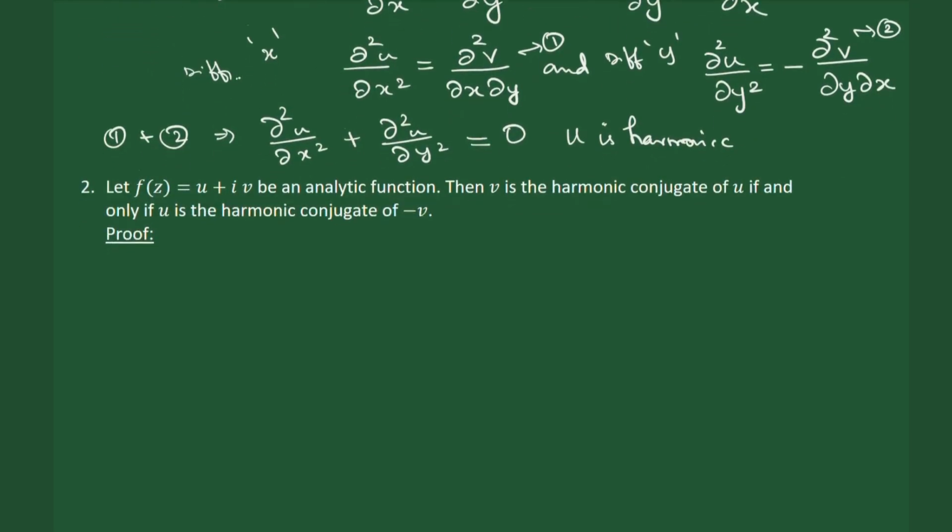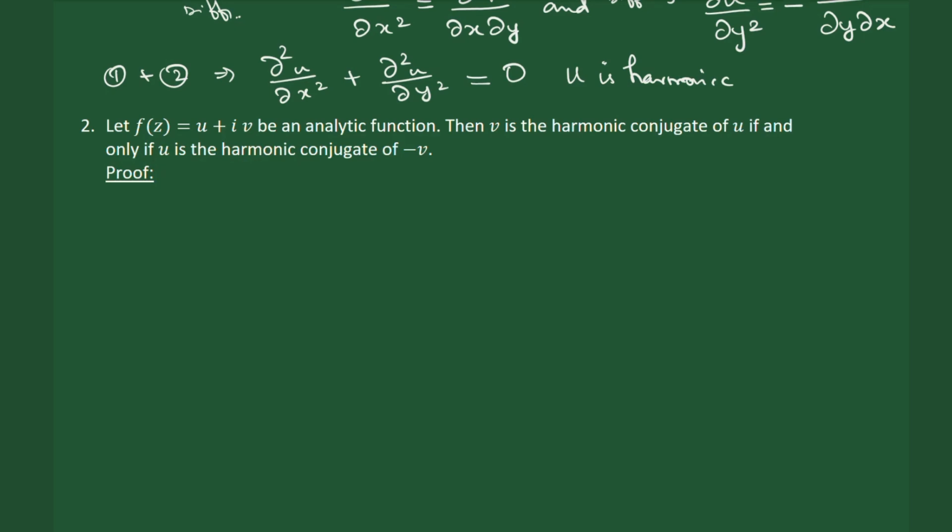Property number 2 is: let f(z) = u + iv be an analytic function, then v is the harmonic conjugate of u if and only if u is the harmonic conjugate of -v. As usual, we take the notation f(z) = u + iv. So here we can say that v is the harmonic conjugate of u, that is, the imaginary part is the harmonic conjugate of the real part. Since f(z) is analytic, we can conclude that i f(z), multiplying both sides by i, is also analytic.